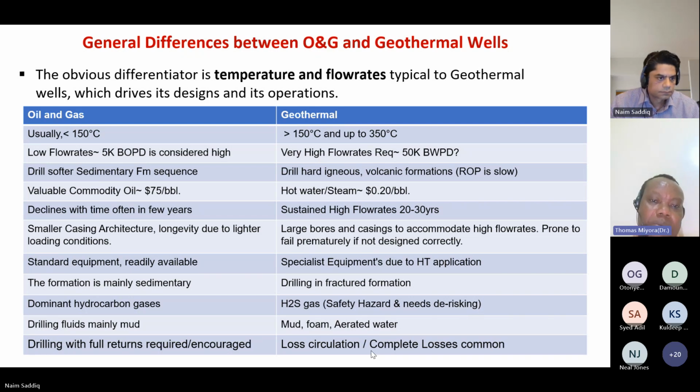When you look at oil and gas wells, the drilling is usually smooth. I think given the number of years of experience that they have been drilling compared to geothermal. Please, next slide.